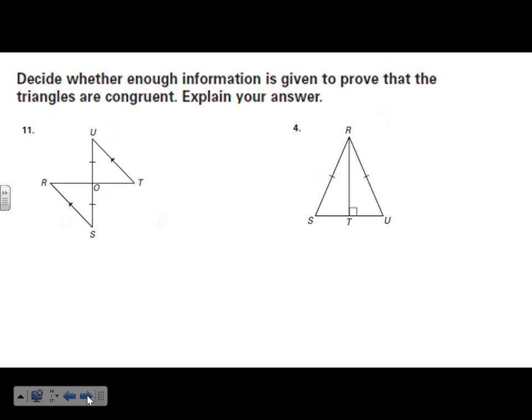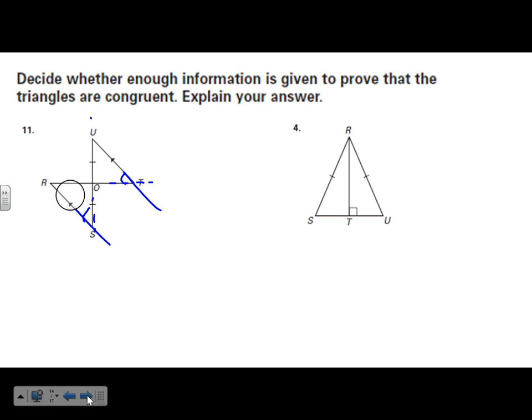So let's see, they tell us they're parallel. That means this angle and this angle are congruent because they're alternate interior. Again, if you think of these two as the parallel lines, this is your transversal. You can do the same thing if this was your transversal, this angle and this angle.